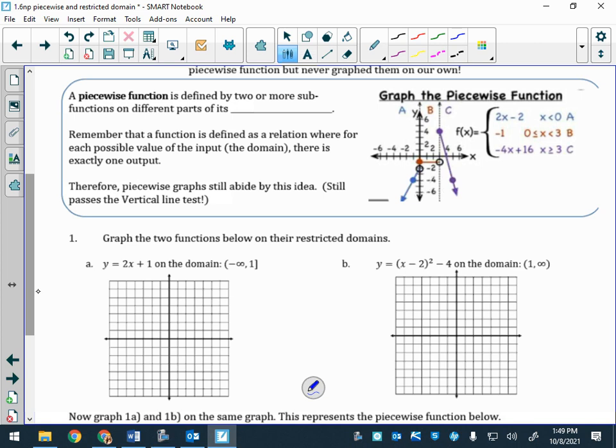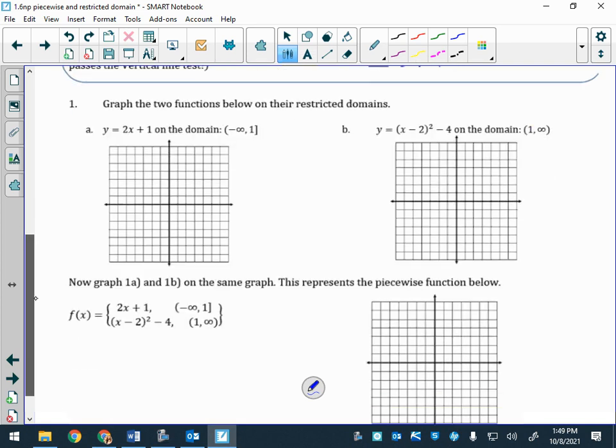So, we define piecewise functions by 2 or more different functions and looking at different parts of its domain. No matter how many graphs we do, a piecewise function always passes the vertical line test. Looking at this example, why would it always pass the vertical line test? No lines overlap, and if you look at the points, there's an open and a closed. If there were 2 closed points, would that be a function? No, it would not. So that's why we create these piecewise functions as sub-functions to create a brand new function.